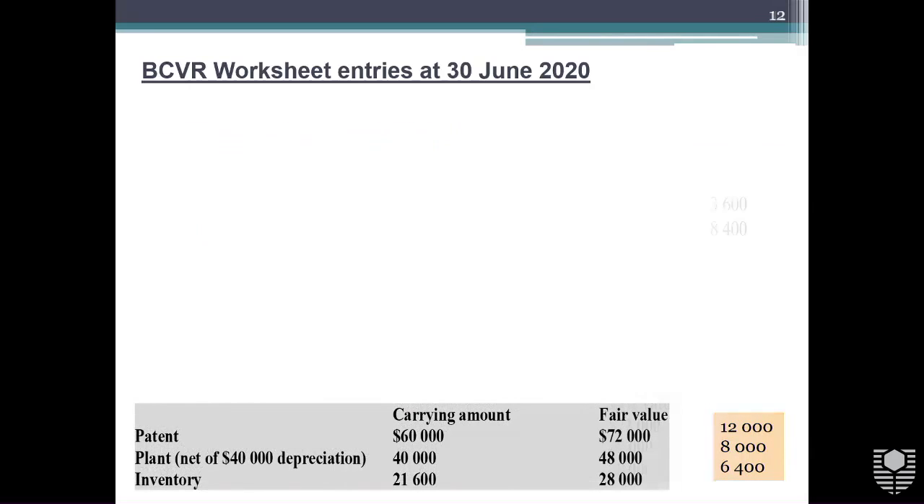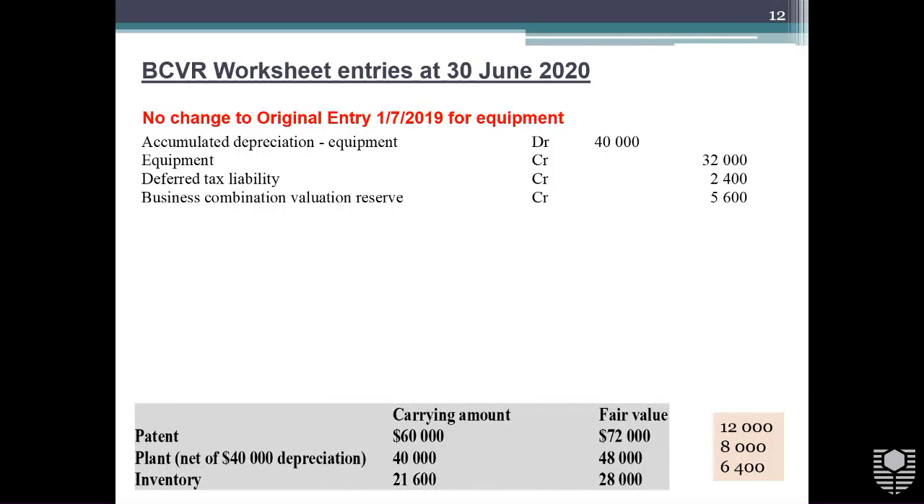Okay, the next one, our depreciation. There's no change to the original entry, right? Original entry is the same. We're going to do the quick one, the one where we've got depreciation that we write back, 40,000 accumulated depreciation. We're going to credit the equipment by 32. The difference between those two is 8, which is the 8,000 difference for our plant and equipment here between the 40 and the 48. We've got a deferred tax liability of 30% of that 8,000, 2,400, and the difference of 5,600.